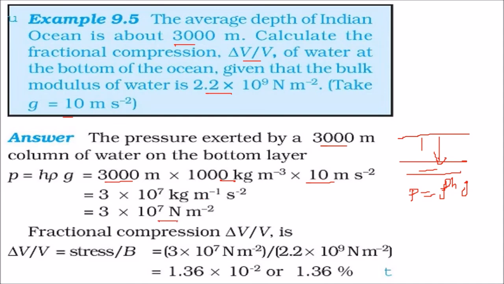So, this comes to this number, and we know that the fractional compression delta V by V is given by delta V by V. Again, we have to use the bulk modulus. Bulk modulus is given by the value which is stress by delta V by V, that is stress by strain, and strain should be the fractional change in the volume. So delta V by V can be found out using stress by B. Stress is of course this number, then B is given here, just divide them, you get 1.36 times 10 to the power minus 2, or 1.36%.